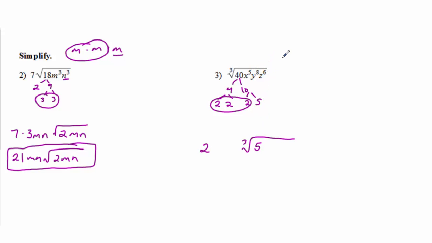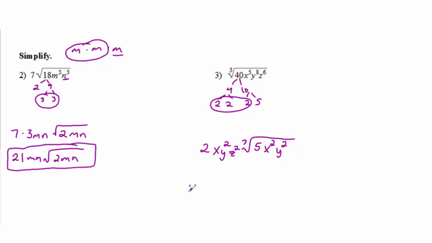Then we have to look at our x's, y's, and z's. So x to the 5th, how many sets of 3 do we have in x to the 5th? We just have 1 with an x squared left over. How many cubes do we have in y to the 8th? Well, we've got 2 of them with 2 left over. And how many sets of 3 do we have for z to the 6th? 2 with none left over.